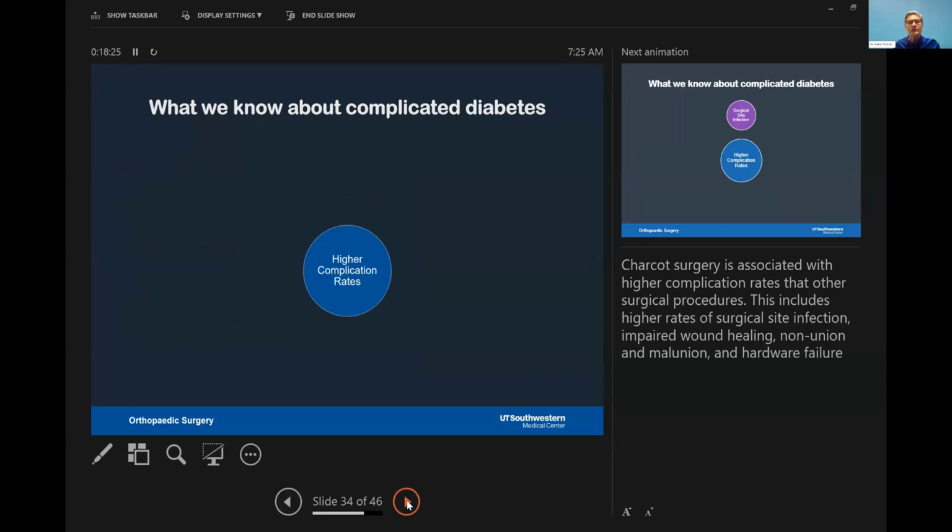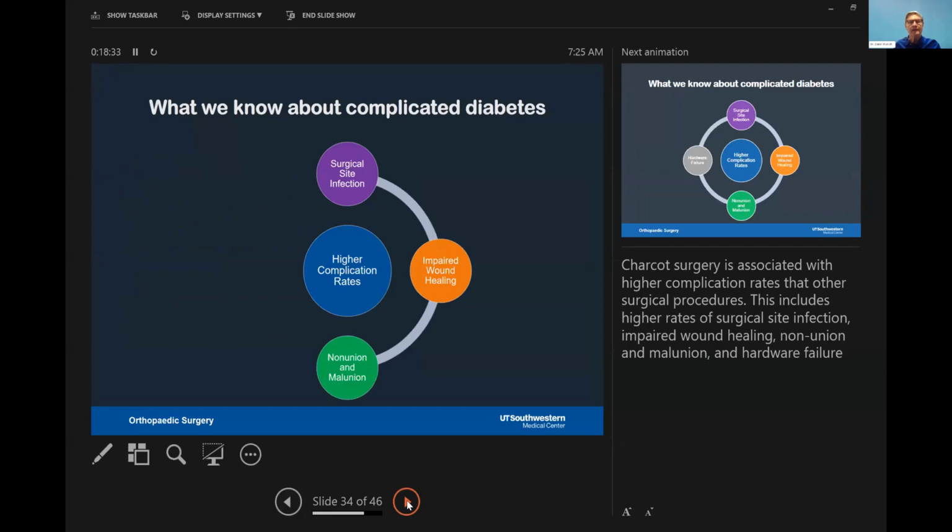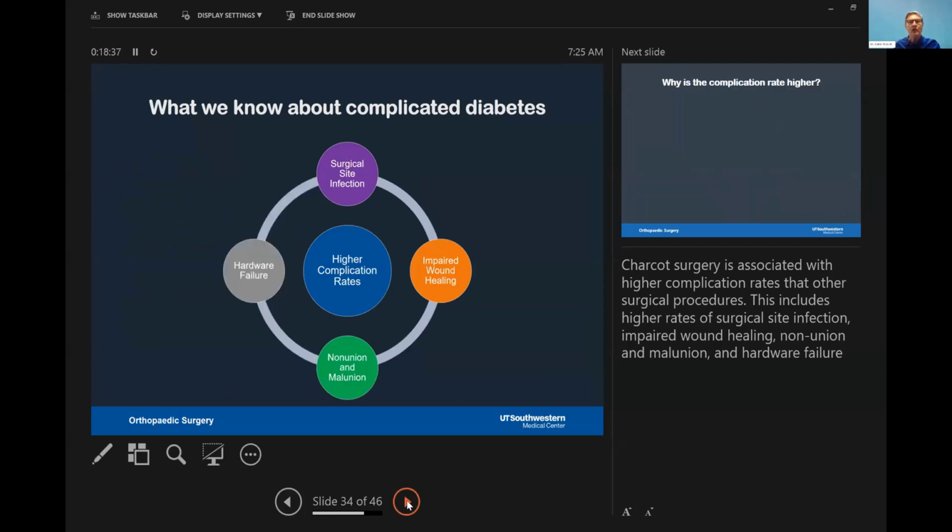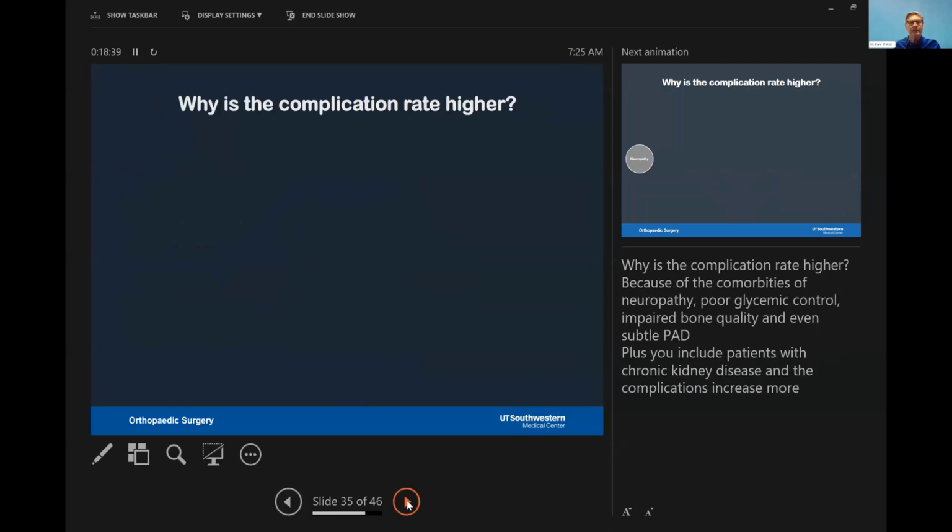And our patients surgically have higher complication rates. And why? Because they get higher surgical site infections. They have impaired wound healing. They get non-unions of our fusions and even malunions, and hardware will fail. And so why is the complication rate higher in this cohort of patients?